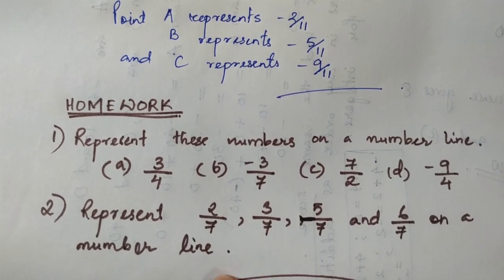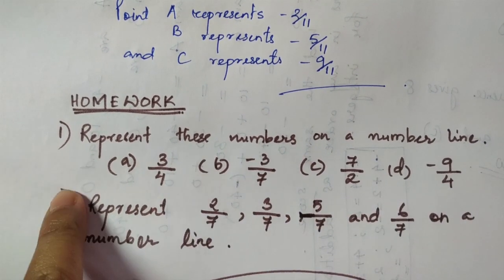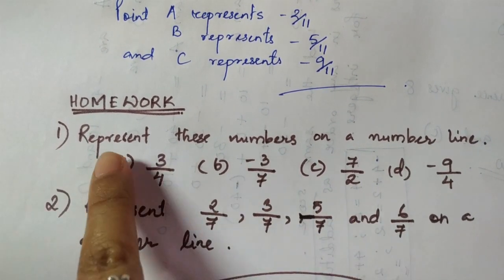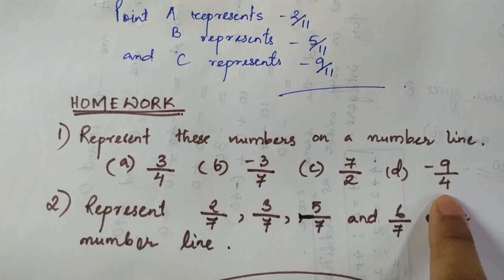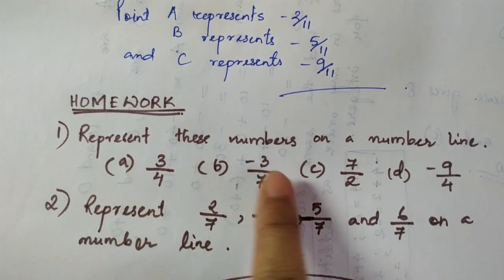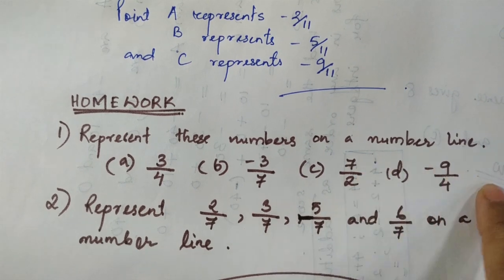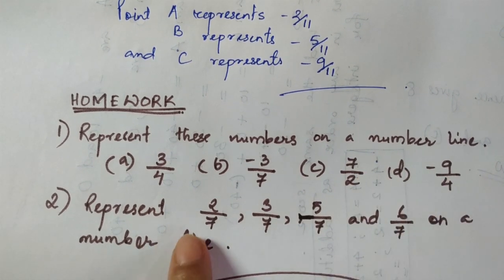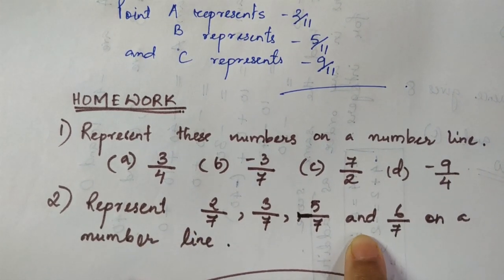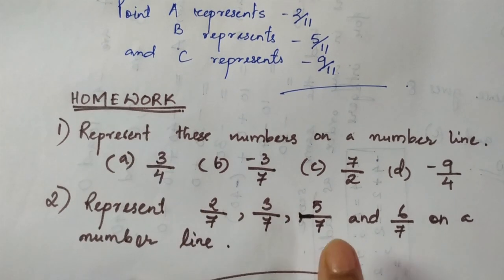So students, these are two homework questions that I have assigned for you. In the first question, you have to make separate number lines. On one, you will represent 3 by 4, on another minus 3 by 7, then the third one, and the fourth one. And for question number 2, you will have to make all of this on a single number line. That is like question number 2 that I have just explained.